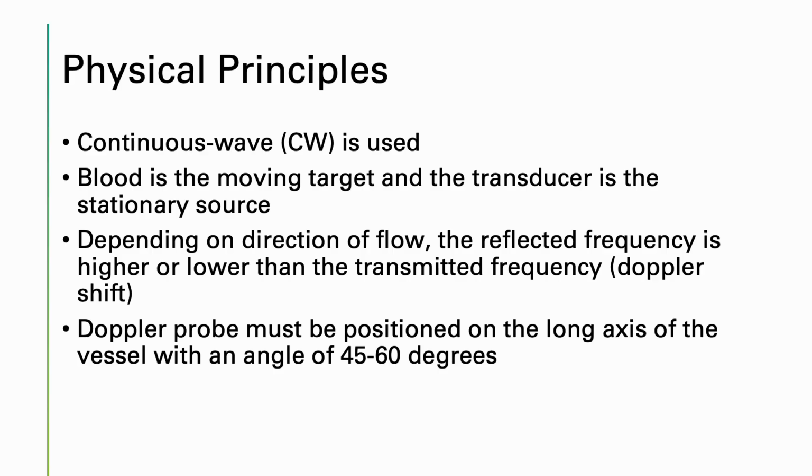So we will use the continuous wave Doppler with the arterial machine. We get no picture with this, just the waveforms and pressures. Blood is the moving target and the transducer is the stationary source. Depending on direction of flow, reflected frequency is higher or lower than the transmitted frequency. That's your Doppler shift. Your Doppler probe must be positioned at a 45 to 60 degree angle.